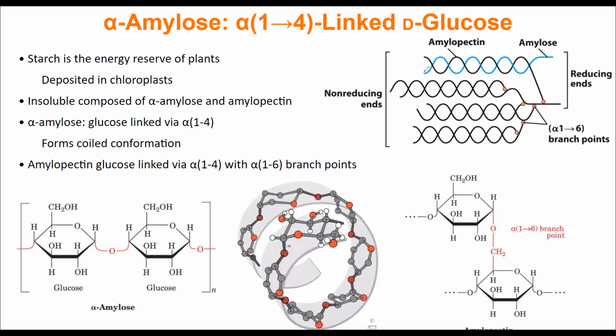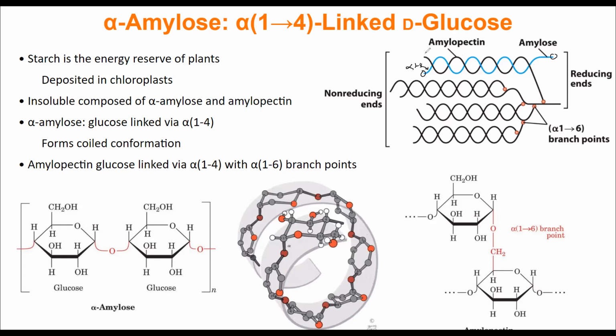So amylose has no branch points. What I mean by that is that it's this blue that I'm looking at here. That is alpha 1,4 from start to finish. That's it. Amylopectin does have branch points.